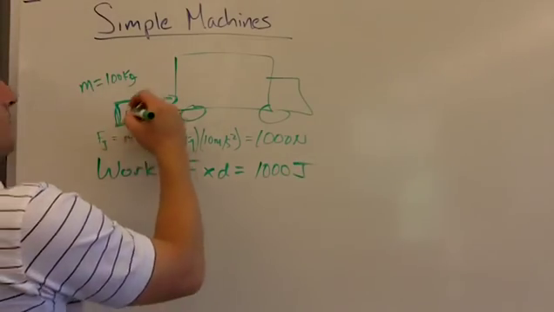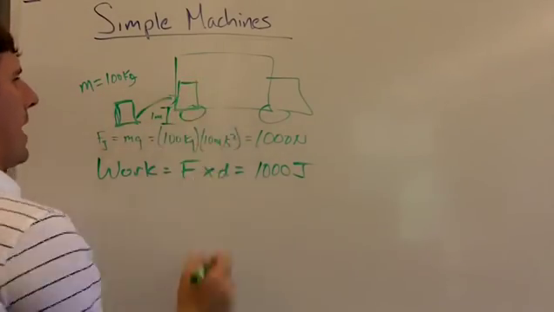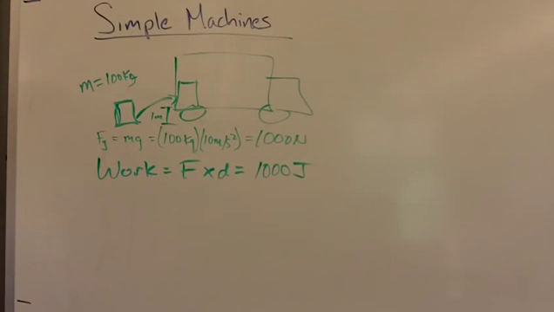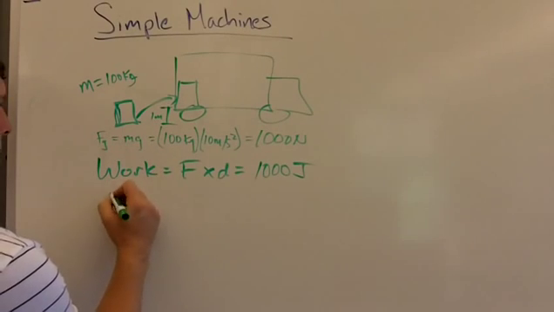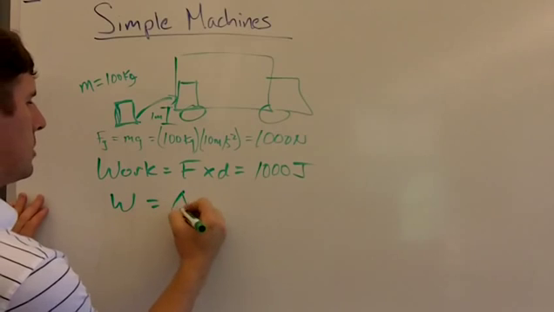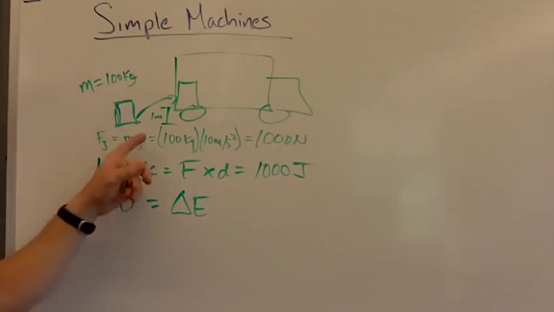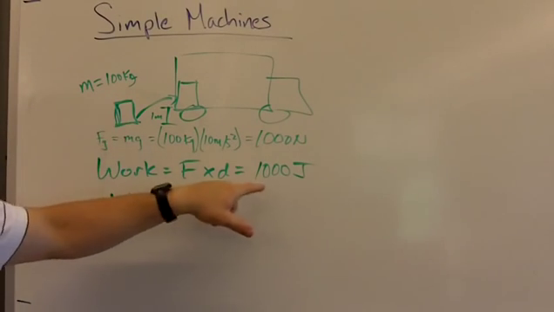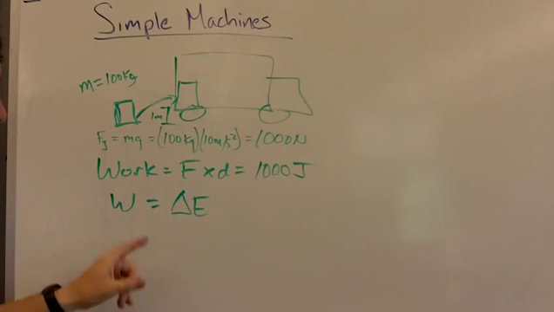Once we get this refrigerator up there on the back of the truck, we will have done 1,000 joules of work. According to the work energy theorem, the amount of work you do equals the change in the energy of that object. If this refrigerator is sitting on the ground, it has 0 potential energy. But if you do 1,000 joules of work to lift it up, you have changed its potential energy by 1,000 joules. So we now have 1,000 joules of potential energy.